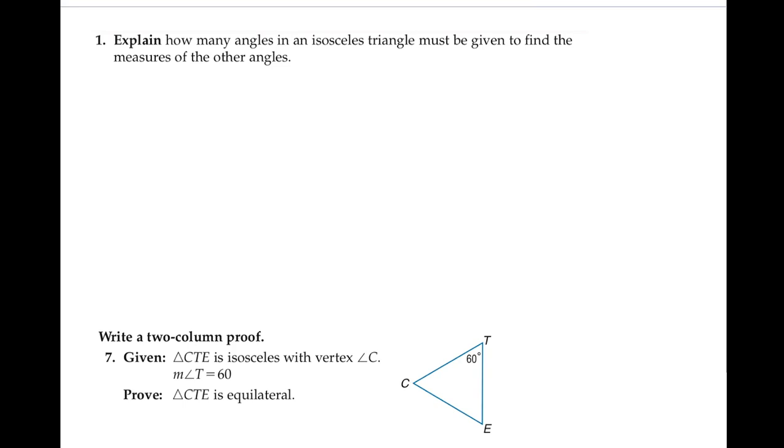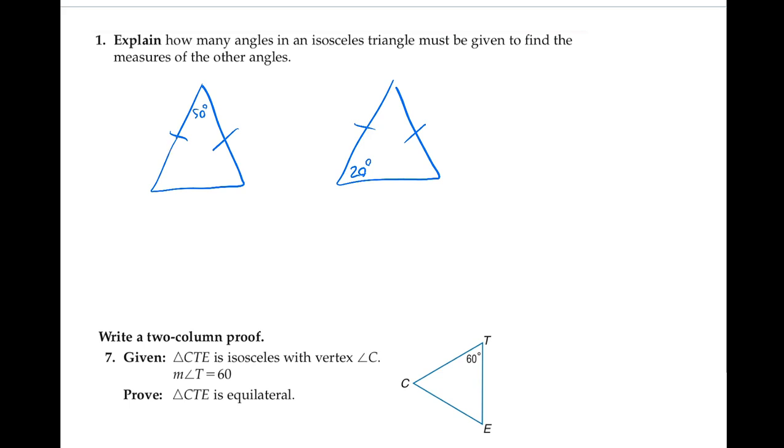Explain how many angles in an isosceles triangle must be given to find the measures of the other angles. So this is how you'll use this really often, algebraically. If I have an isosceles triangle and I'm given this is 50 degrees, or if I'm given an isosceles triangle and one of the base angles is, I don't know, 20 degrees, I can solve for every single angle in here.